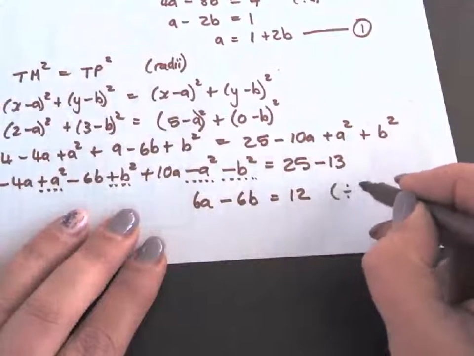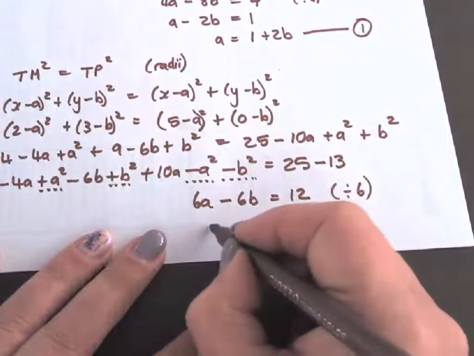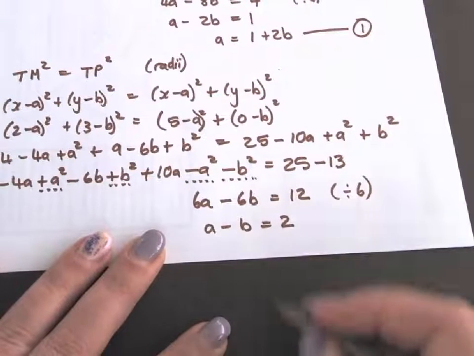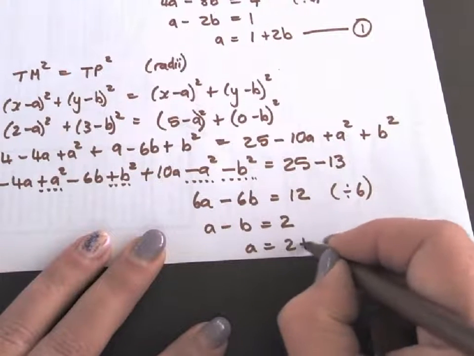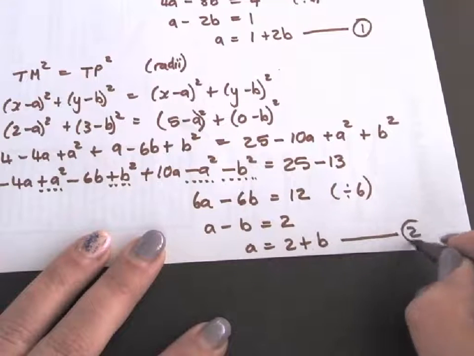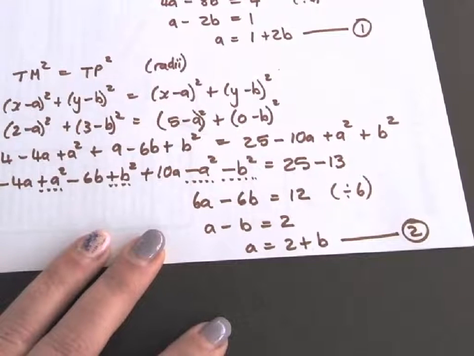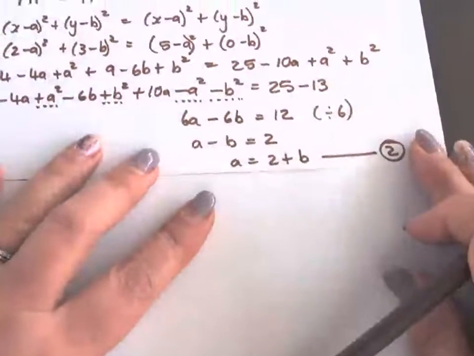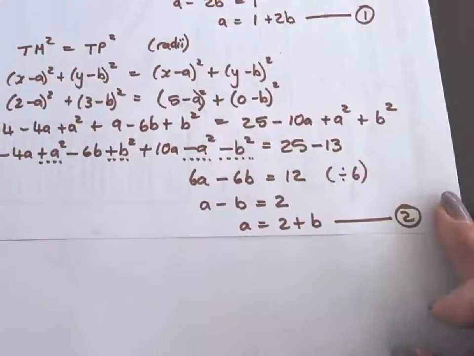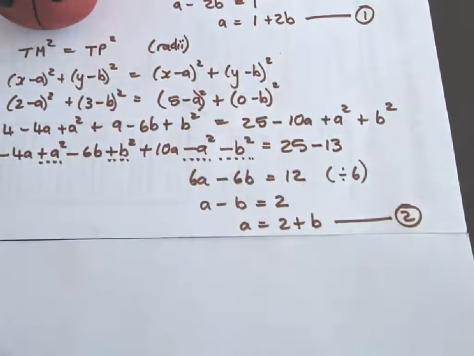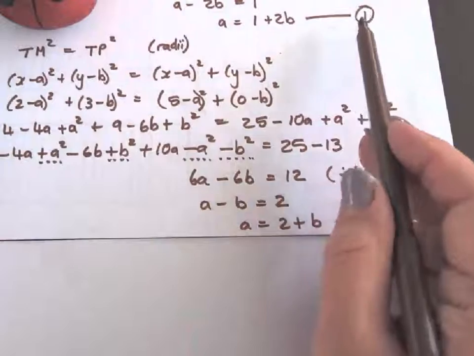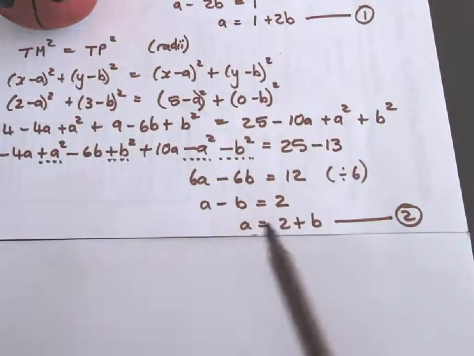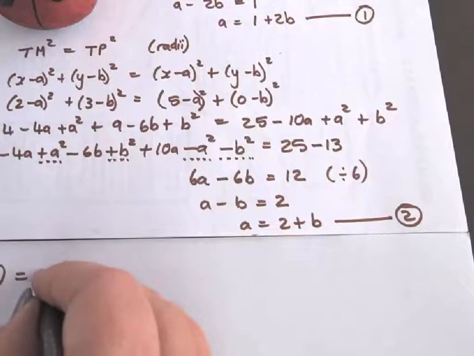Now I'm going to divide by 6, and I get a minus b equals 2. Get a alone. A is 2 plus b, and this is equation number 2. I'm going to set equation number 1 equal to equation number 2 because I have an a and I have an a.